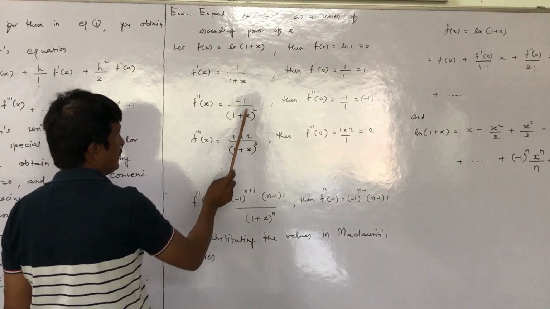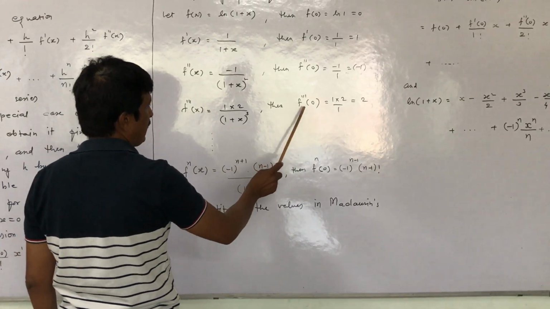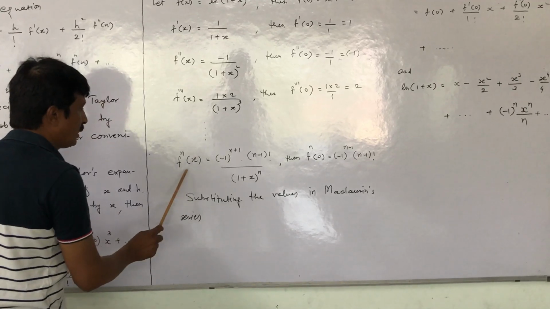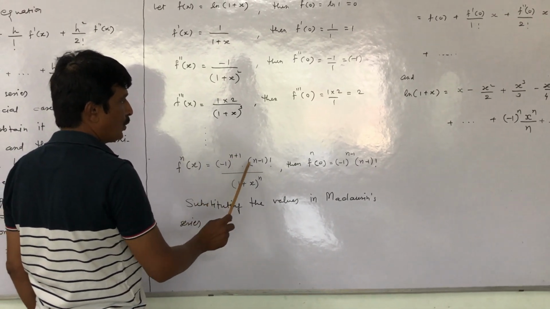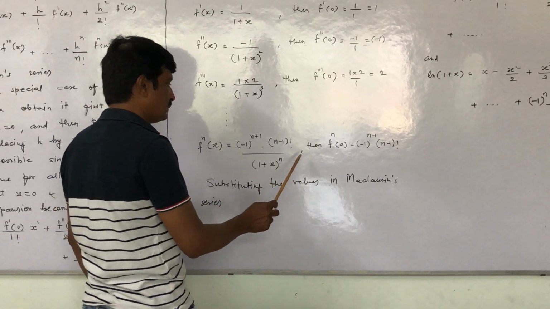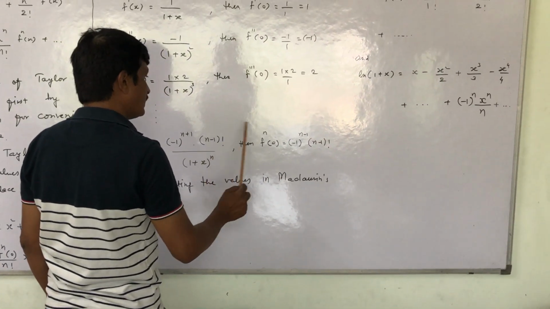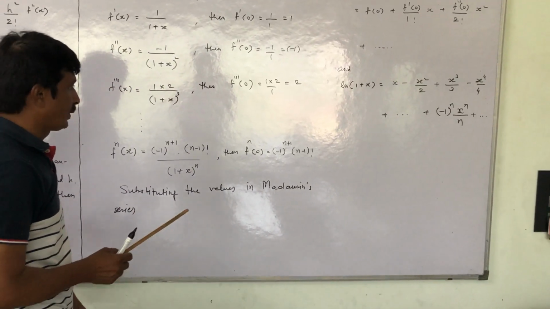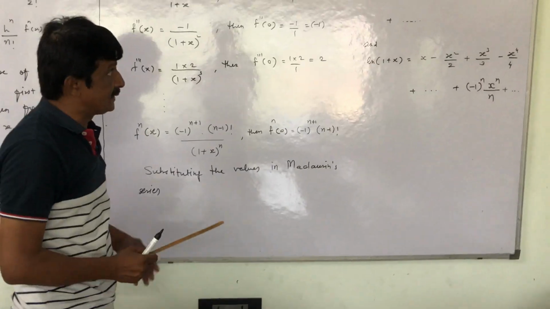f'''(x), the further derivative, gives 1·2/(1+x)³. Then f'''(0), putting x equal to 0, we get 1·2/1, so 2, and so on. The nth derivative of f(x) is (−1)^(n+1) times (n−1)!/(1+x)ⁿ, the general formula. If you put x equal to 0, the nth derivative at x equal to 0 is (−1)^(n+1) (n−1)!. Substituting the values in the Maclaurin series.